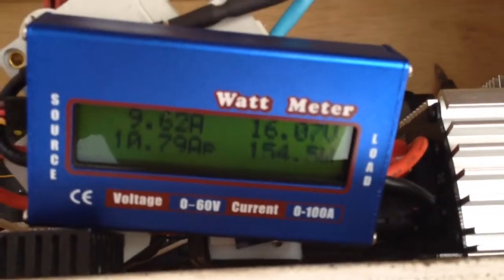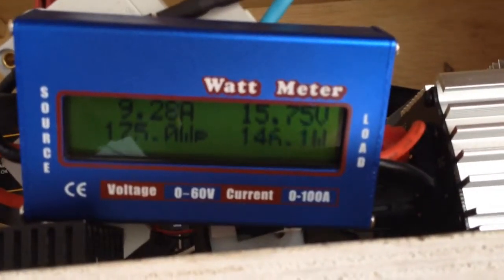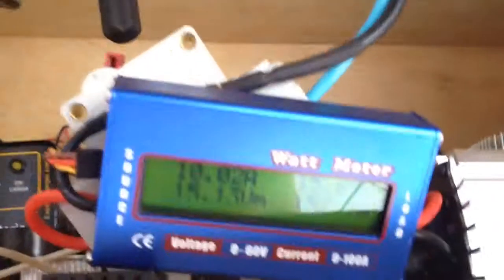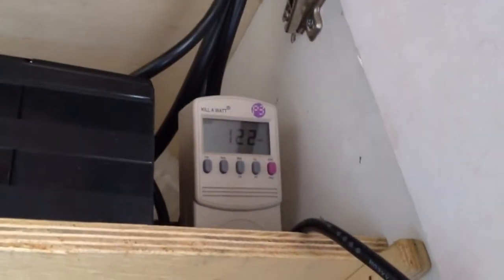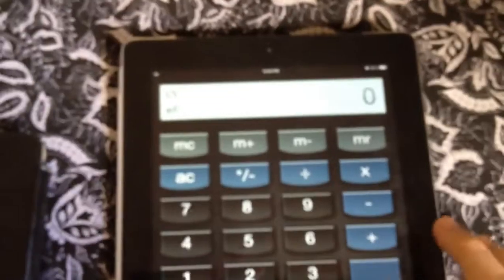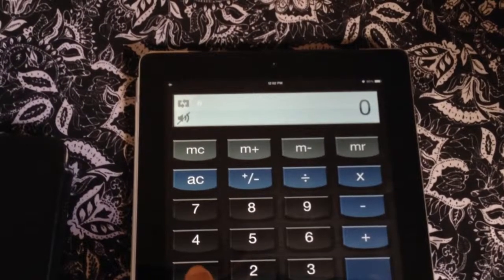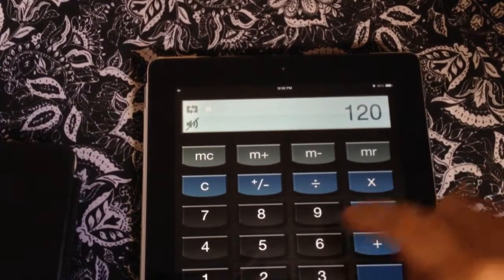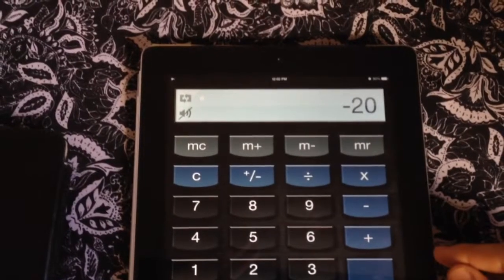Let's do a little calculation about the efficiency of an inverter. So let's say it's 140 coming inside and going outside 120. So 140 around that, and 120 there. So you're gonna take 120 going inside the grid minus 140, minus 20. You're losing 20 watts on a conversion.